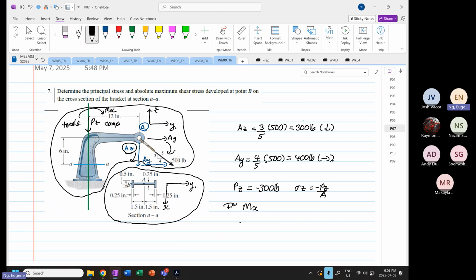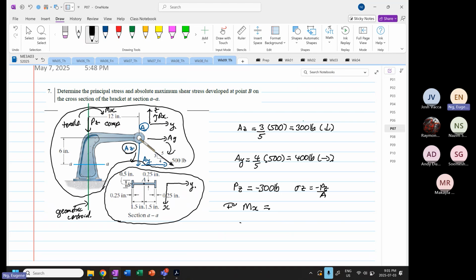Again, this is rotation about x. I'm going to assume Mx is positive in that direction. So AY is parallel to the geometric centroid, and the rules state that when it's parallel, you take it to the geometric centroid. So it's going to induce a clockwise direction.